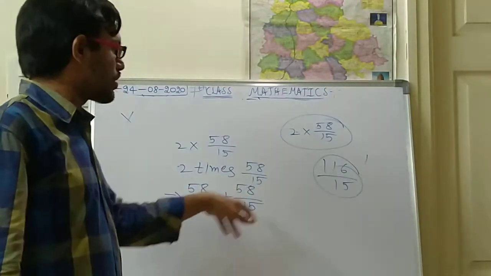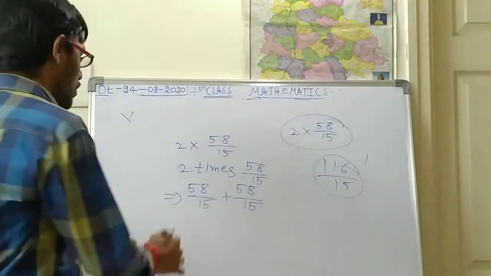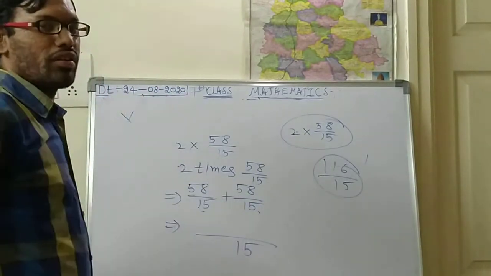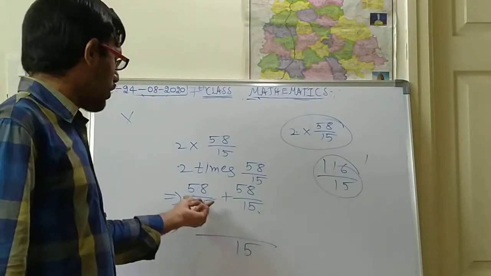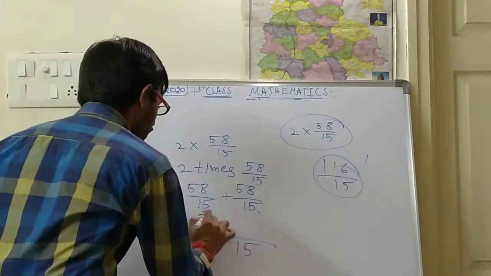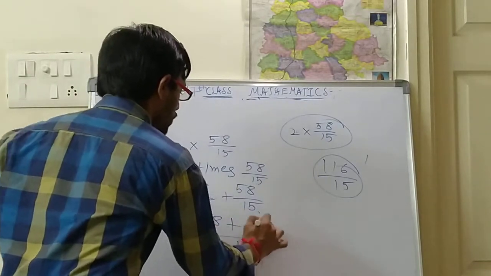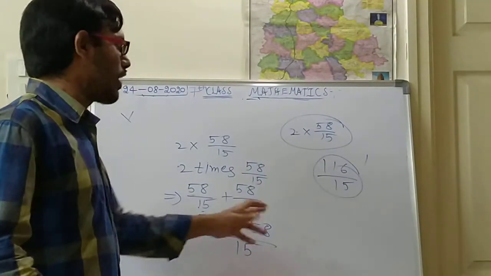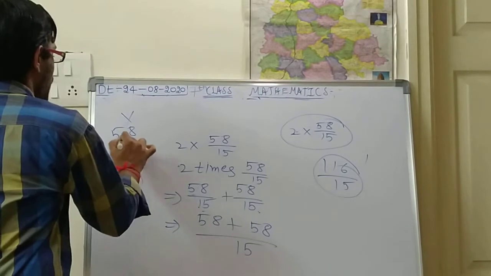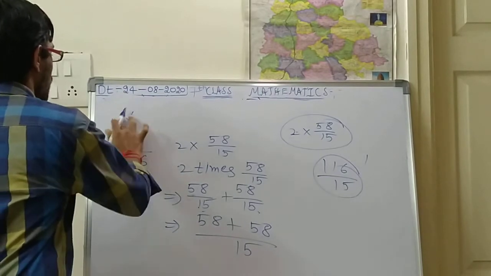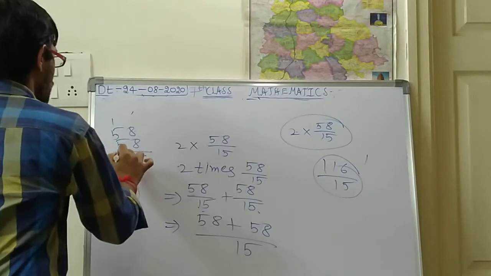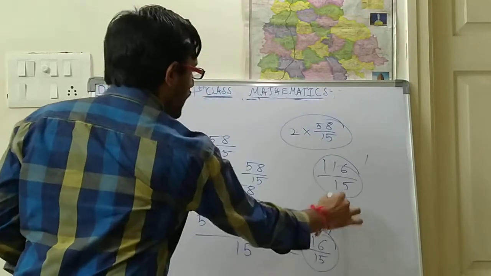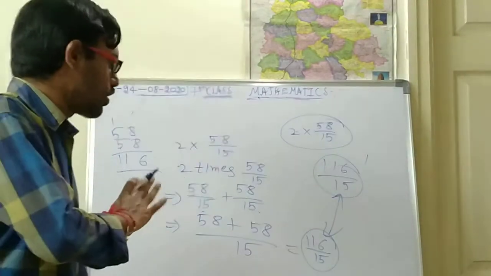If you do this addition also, you will get the same one. See, both the denominators are the same, so LCM is also 15 only. 15 into 1, 1 into 58, so 58 plus 58. Both denominators are the same, so you should add the two numerators. 58 plus 58: 8 8 16, next 5 5 10 plus 1 is 11. So the answer is 116 by 15. So both are valid. Is it right, children? I hope you are understanding.